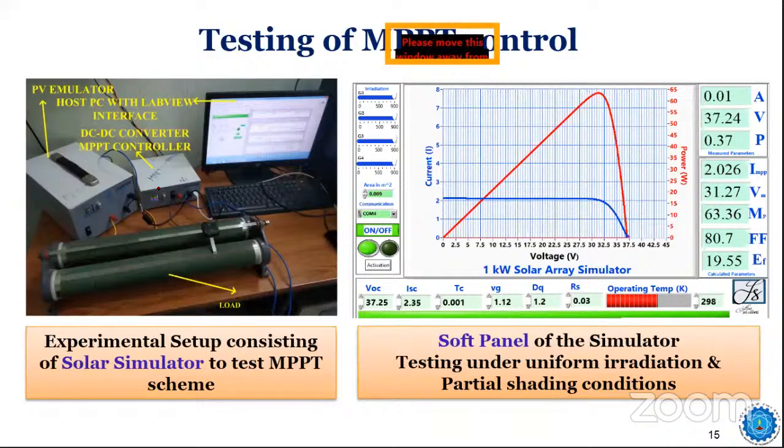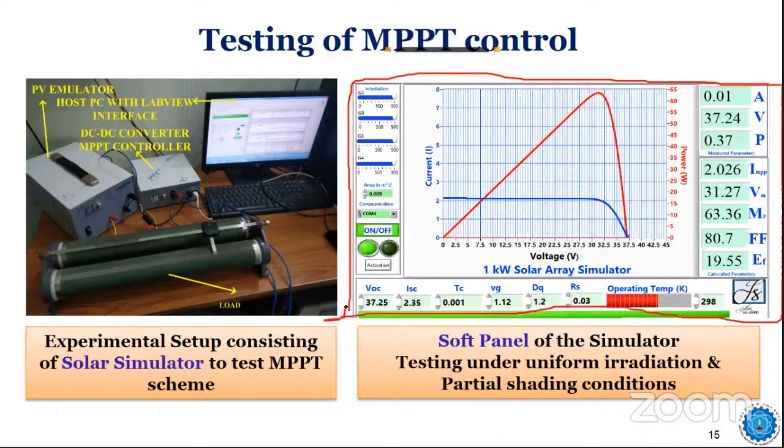We have a simple setup to test the MPPT. You can see here, this is the 1 kilowatt solar array panel. I think you all know about a solar simulator. This solar simulator, as you can see, comes with a software interface. Without going every time to the rooftop and installing a real photovoltaic panel, how will you test the shading condition? Because you need a covering sheet practically, then you will cover it and check the shading condition. Practically, if you want to test one algorithm, how will you test it?